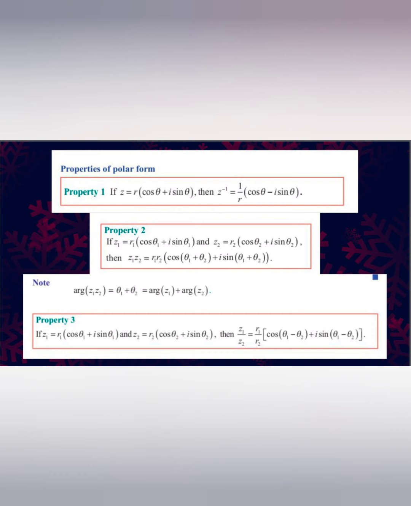So I told you already, if z is equal to r into cos theta plus i sin theta, and if it is z inverse, it will be 1 by r into cos theta minus i sin theta. Okay. So these properties you have to go through. And also, argument of z1 z2 can be written as theta 1 plus theta 2, which is nothing but argument of z1 plus argument of z2. These properties will be implemented in the sums also. Let's move on to the sums.